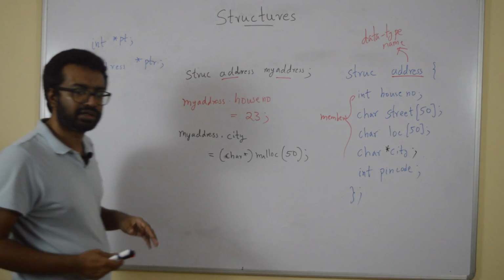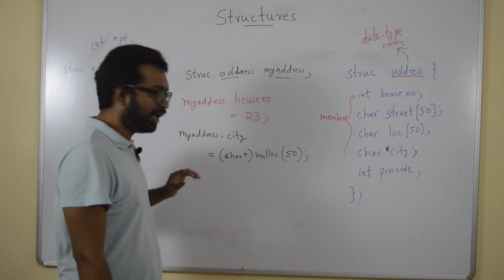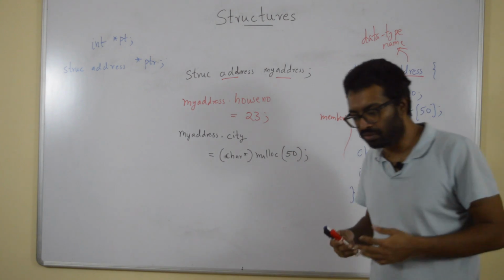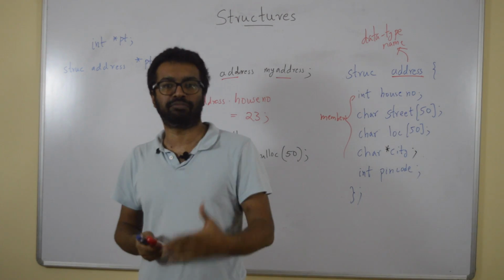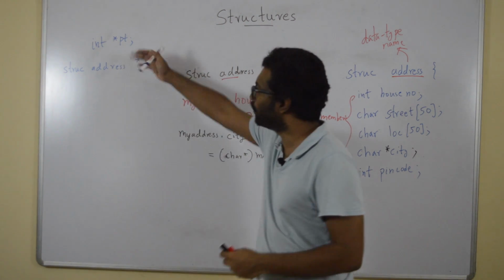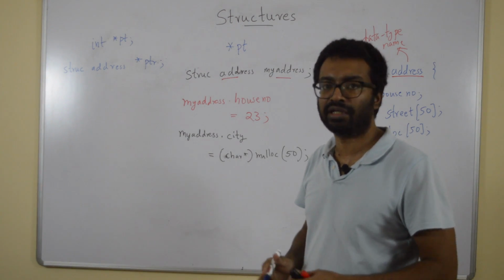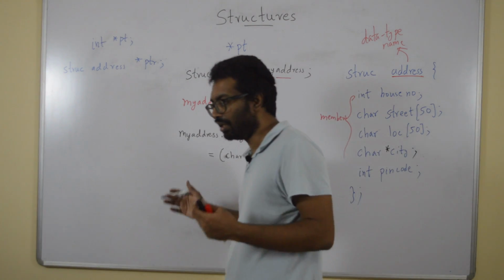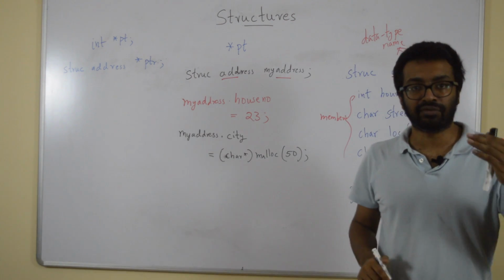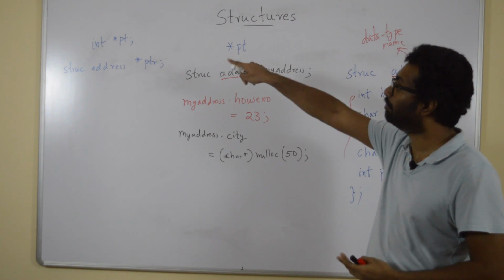If this is a pointer, if I am looking at an integer pointer, how do I access the value at the address given by that pointer? If I want to print the value at the address given by that pointer, let's say pt, I would have used star pt, right? I would have written printf %d star pt, right? That will print the value at the address pointed to by pt.